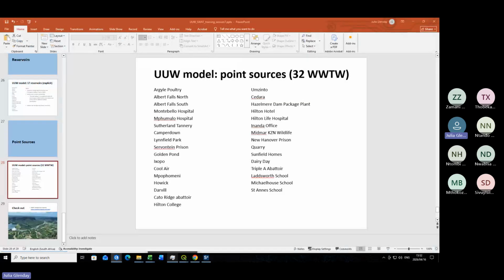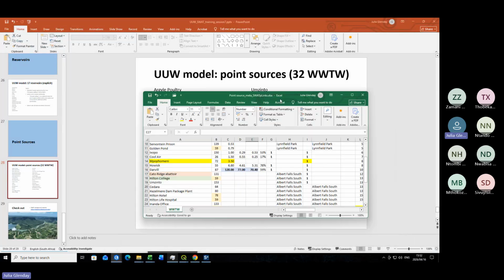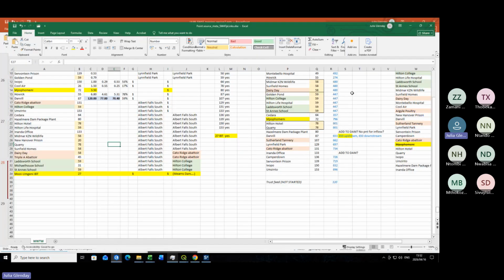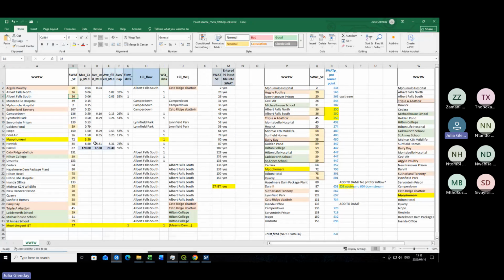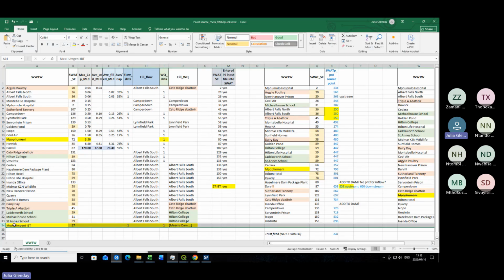As a spreadsheet, there are ones where I had data, and then I noted what subcatchment they're in and what node point number they're in. So these are the wastewater treatment works. And then I also included a withdrawal and a point source to represent the interbasin transfer between the Moya and the uMngeni from Mearns Dam.